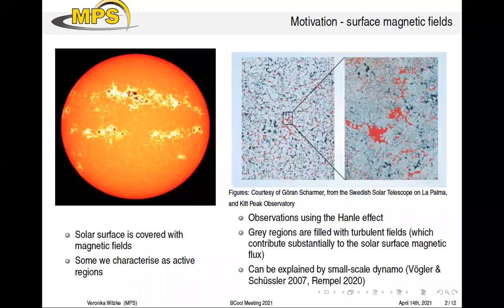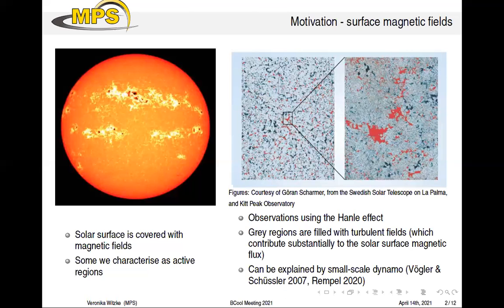And it was shown by Rempel and Vögler and Schüssler that these small scale magnetic fields can be explained by the local small scale dynamo that was introduced by Tanayveer in his talk. And we now have 3D simulations that include the effect of a small scale dynamo operating on the surface of the convection zone.